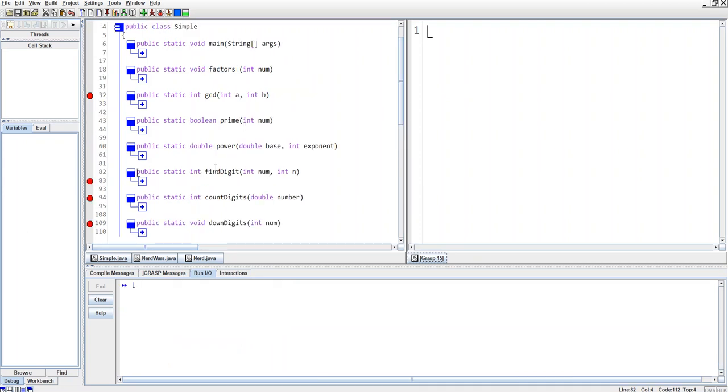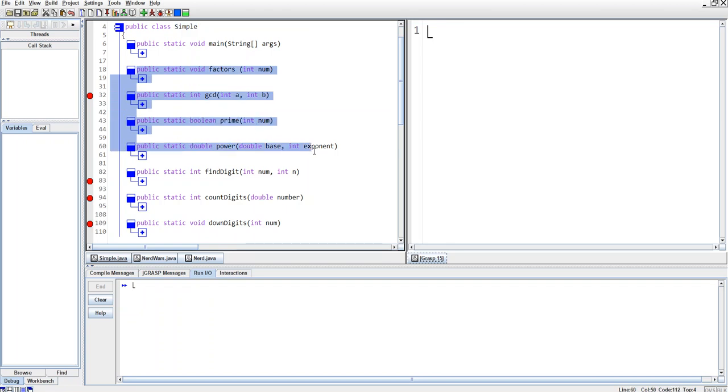Okay, so let me just restart that again. We are looking at the simple lab here. And you can see I've collapsed this all down into the method headers that we have here, and the main that was created already for you and written out. You were supposed to do the factors, GCD, prime, and power labs methods. You had to complete these.